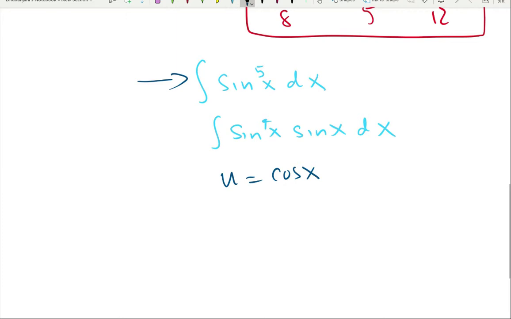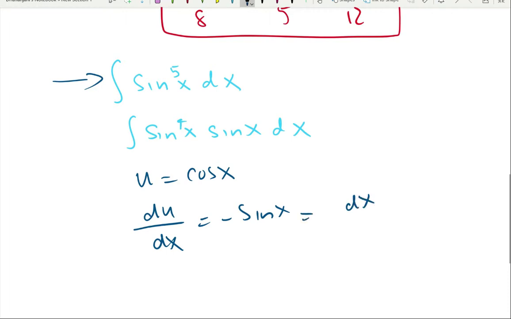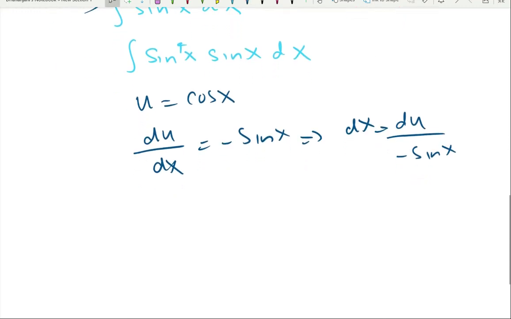We are still going to choose u as cosine x. Let's differentiate. du over dx is negative sine x. So that means dx is du over negative sine x. So let's do the substitution. Alright, so sine to the 4 and sine x and dx is du over negative sine x.